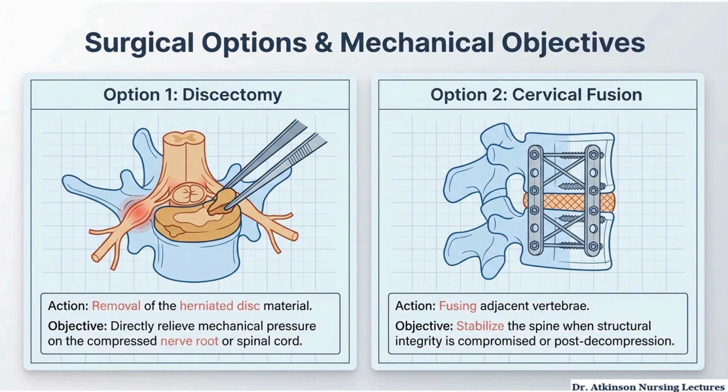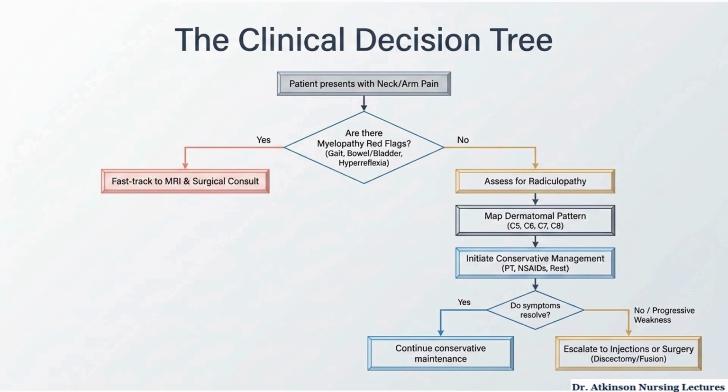Cervical fusion stabilizes the spine after decompression or when structural instability is present. The primary surgical goals are decompression, pain relief, and preservation of neurologic function. Patients presenting with neck and arm pain must first be screened for myelopathy red flags, such as gait disturbance, hyperreflexia, or bowel and bladder dysfunction.